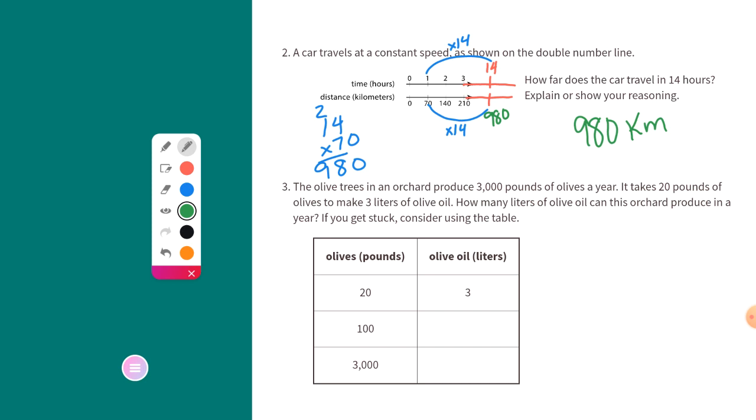The olive trees in an orchard produce 3,000 pounds of olives each year. It takes 20 pounds of olives to make 3 liters of olive oil. So put that on our table. 20 pounds of olives to make 3 liters of olive oil. How many liters of olive oil can this orchard produce in a year? If you get stuck, consider using the table.